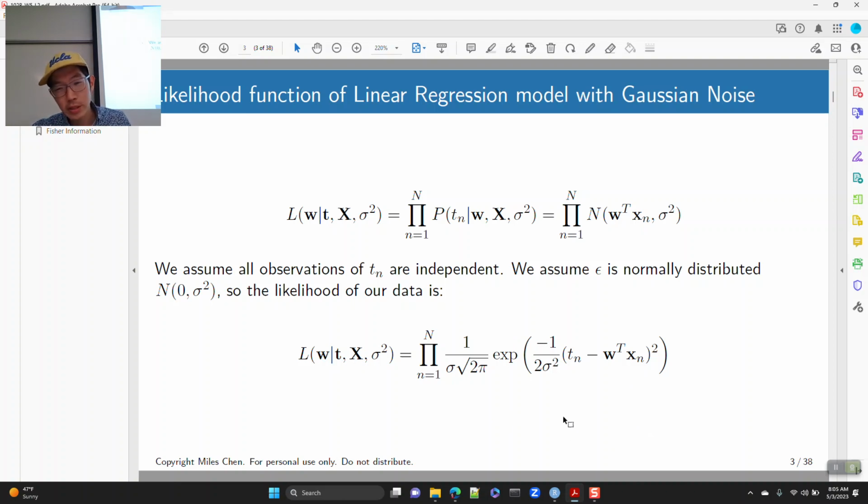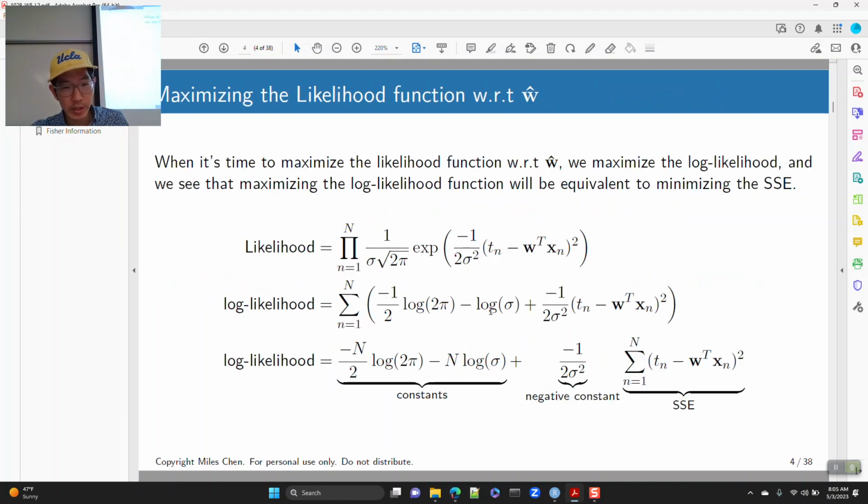We said, okay, well, you know what? And then when we do the log likelihood, we said, hey, you know what? After we apply the log, this boils down to the sum of squared errors.